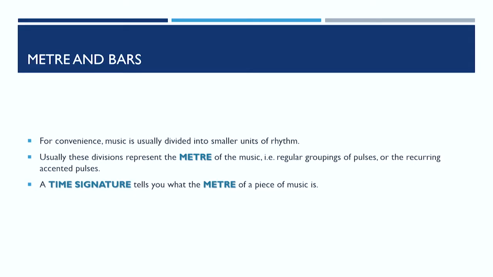Now, we call this meter. For convenience, we divide music into smaller units of rhythm. Usually these divisions represent the meter of the music, and I'm going to show you exactly what I mean by meter. That is regular groupings of pulses. Remember, we learned about pulses in the last video, or reoccurring accented pulses. And a time signature tells us what the meter of a piece of music is.